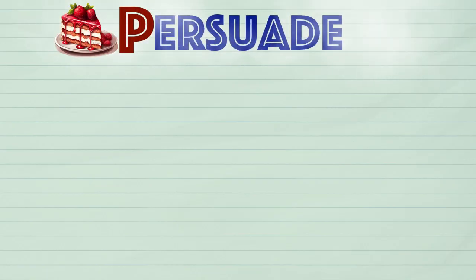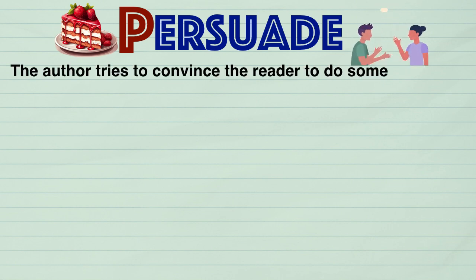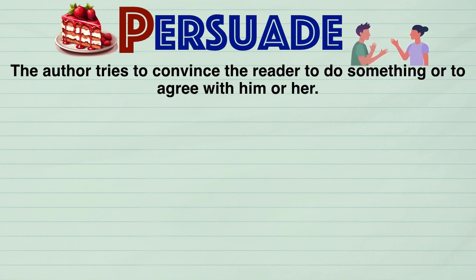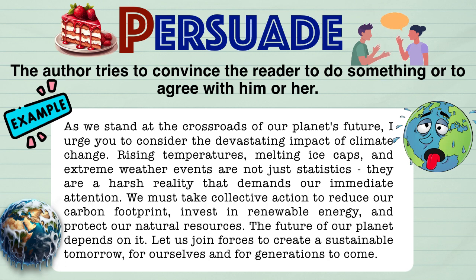Now, let's break down the first slice of pie, P, which stands for persuade. But what does it mean to persuade? To persuade means to convince or influence the reader to think, feel, or believe something, or even to take action. Let's put this into practice. Read this passage carefully and ask yourself, what is the author trying to do? Are they trying to inform, entertain, or persuade?